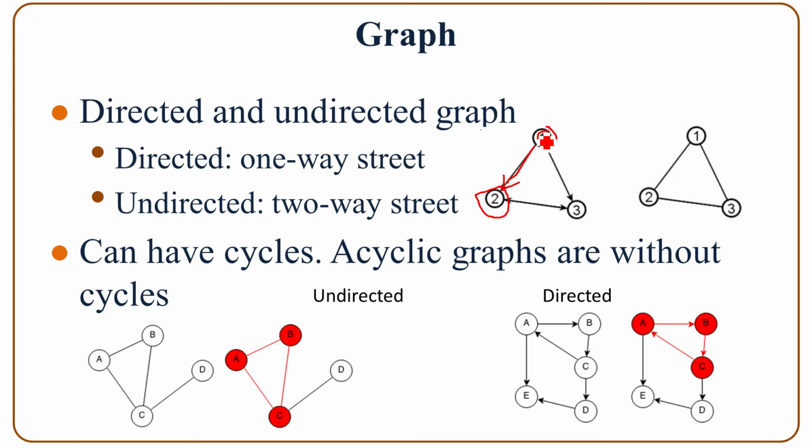From 1, we can get to 2. But from 2, we cannot get to 1. And this is like a one-way street. In the example on the right, this is the case of an undirected graph. And it's more like a two-way street. And between nodes, we only use a line, not an arrow.